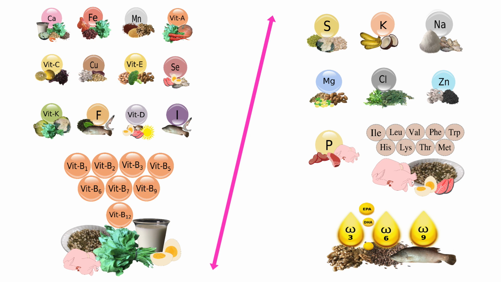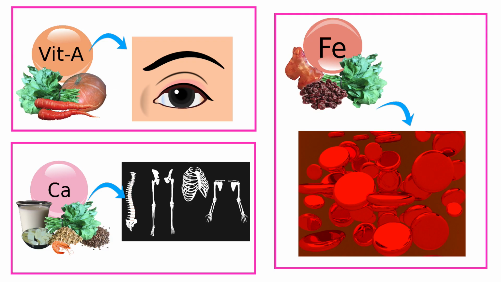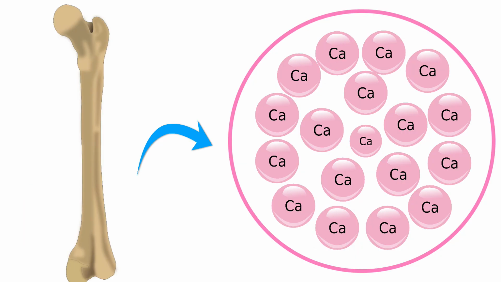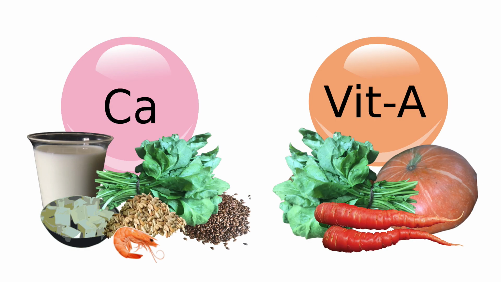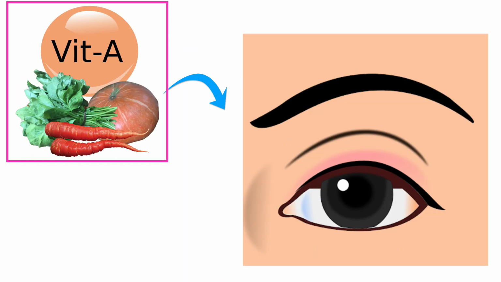Let's understand the difference between Type 1 and Type 2 nutrients. Type 1 nutrients are required for specific functions in the tissues. Therefore, they are concentrated in a particular tissue or group of tissues. Let's take calcium and vitamin A as examples. Calcium is required for strong bones. Vitamin A is required for healthy eyes.